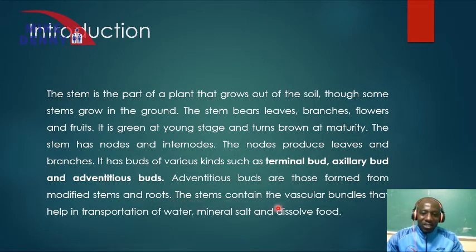And like we mentioned in our structure of the roots, that roots and stems, they have vascular bundles. And these vascular bundles include what and what? Yes, somebody says the xylem and the phloem. So the xylem transports water and mineral salts, and the phloem transports dissolved food.